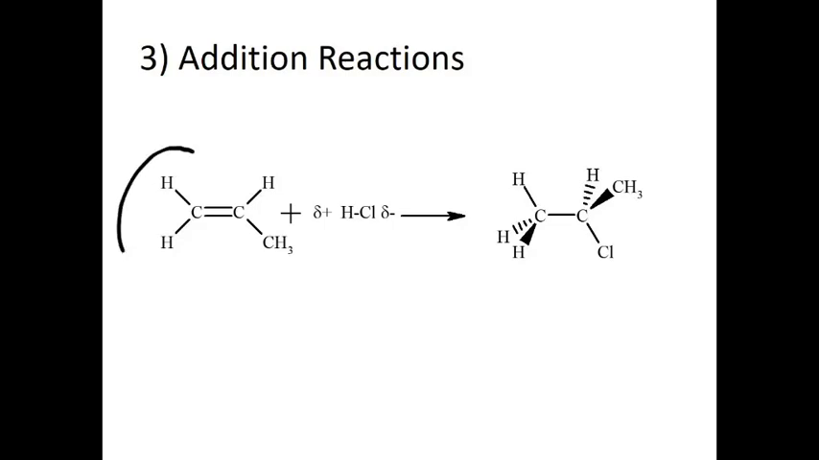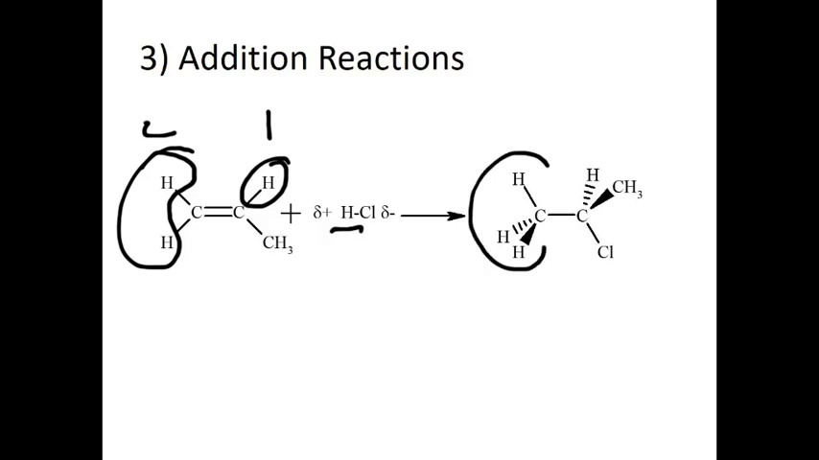Well, look in the beginning. How many H's do you have on that carbon? 2. How many H's attached to this carbon? 1. The rule is, he who has gets more. The rich get richer. Okay? So if you are already rich in H, you get the H.